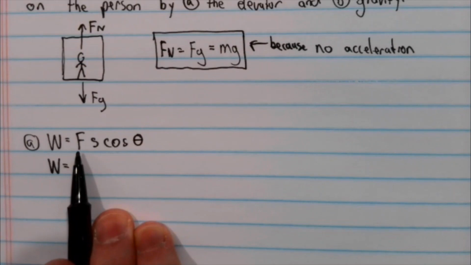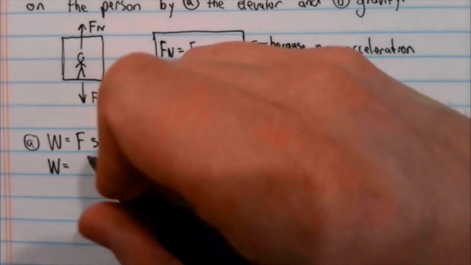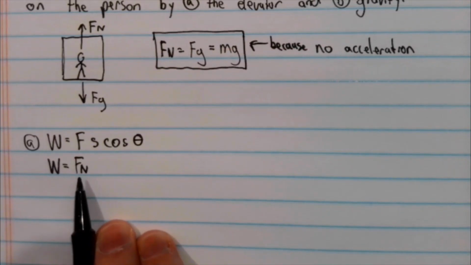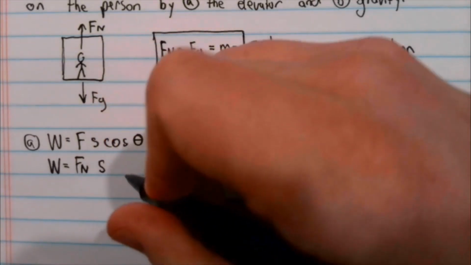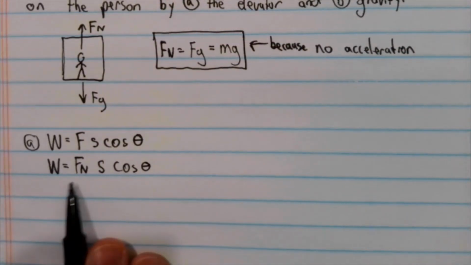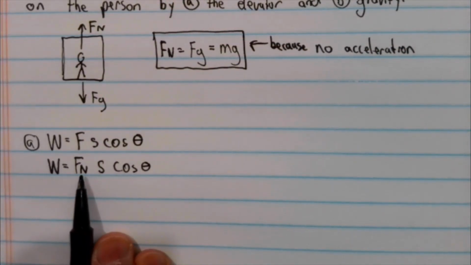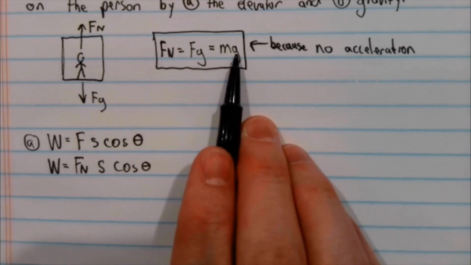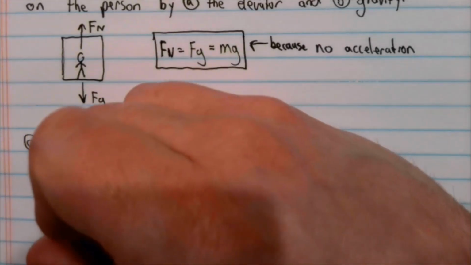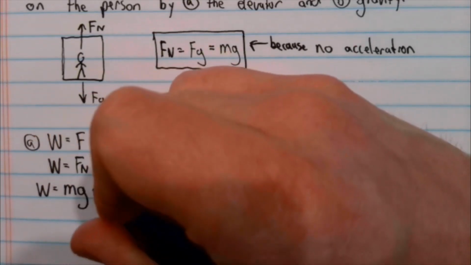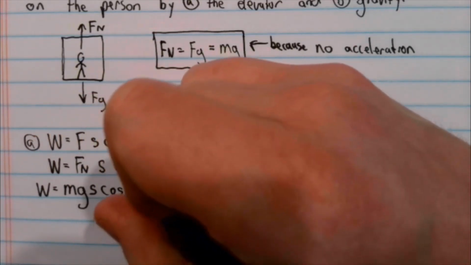What is the force that's doing work here in part A? It's the normal force. It's the floor of the elevator, Fn, times S times cosine theta still. But how do I calculate Fn? Well, I type in mass times 9.8, mg. So here is our general equation that is easily solvable now.